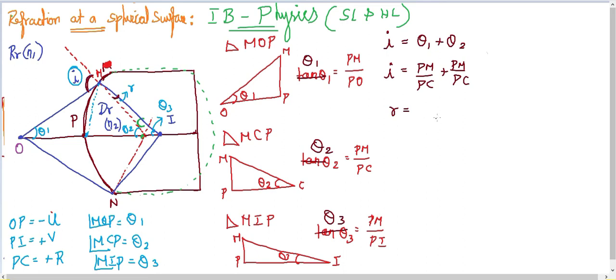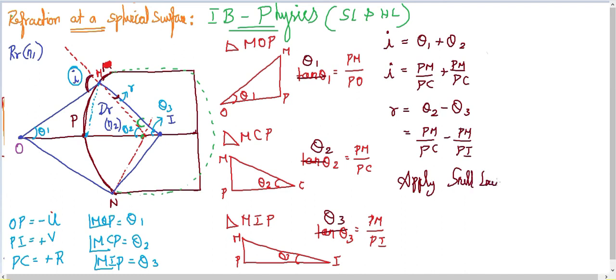If you find the angle of refraction, you have to take the difference of the corresponding angles, that is theta 2 minus theta 3. So theta 2 is Pm divided by Pc minus Pm divided by Pi. Okay, we have to apply all these in Snell's law. And you may ask, what is Snell's law?